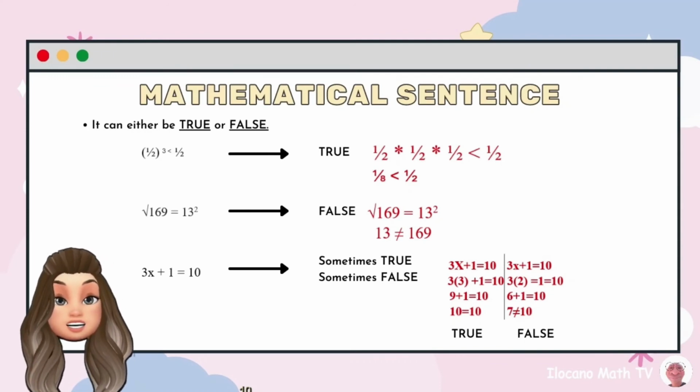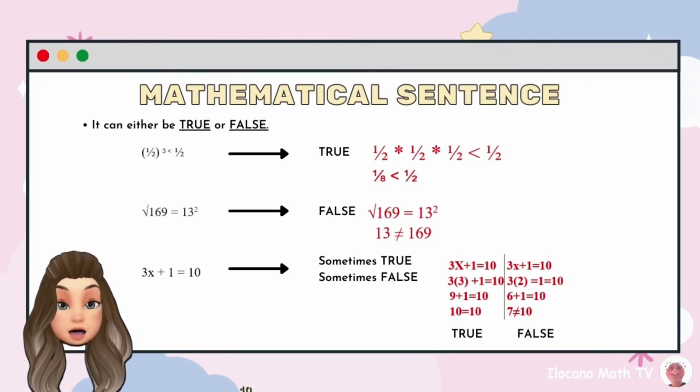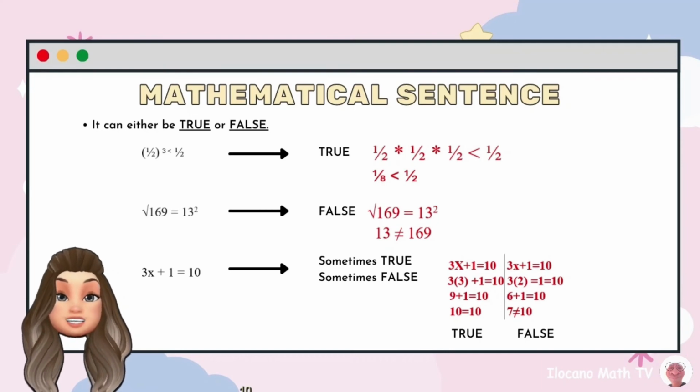However, if 3 times 2 plus 1 equals 10, 3 times 2 is 6, plus 1 is equal to 7, and 7 is not equal to 10. Therefore, it is false.